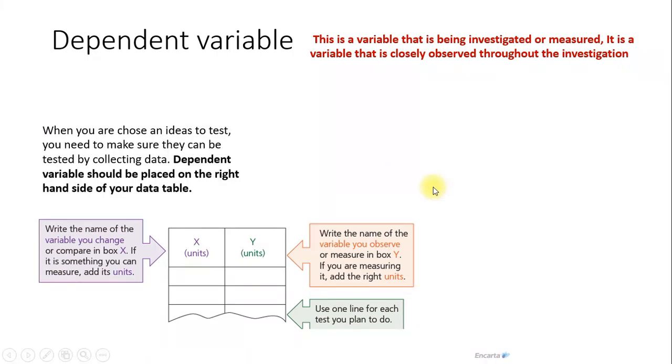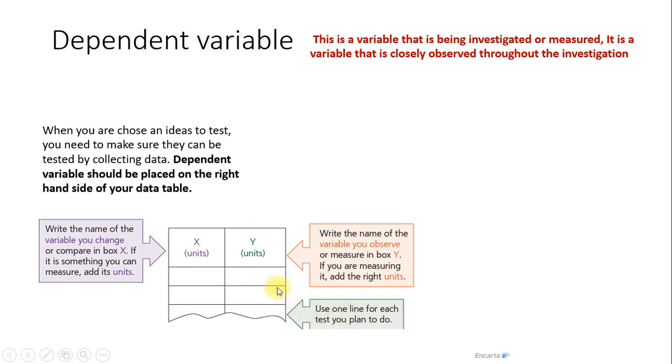When you are choosing an idea to test, you need to make sure that they can be tested by collecting data. After collecting your data, you need to place the dependent variable on the right hand side here in your table. Write the name of the variable that you are observing here on the unit, okay, on the table. And for the other variable, you write it on this space. We're going to talk about that shortly.